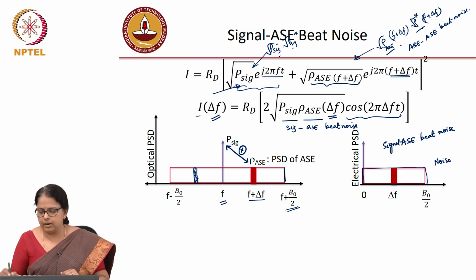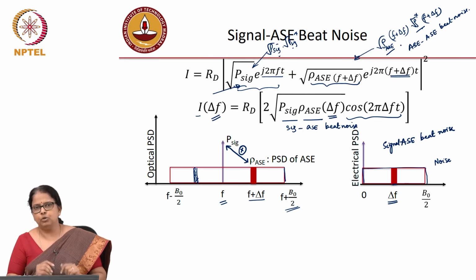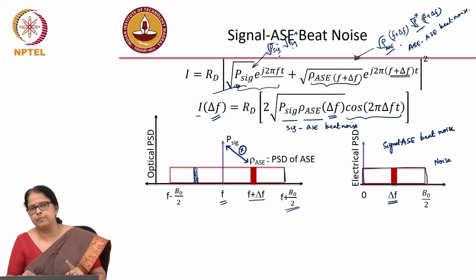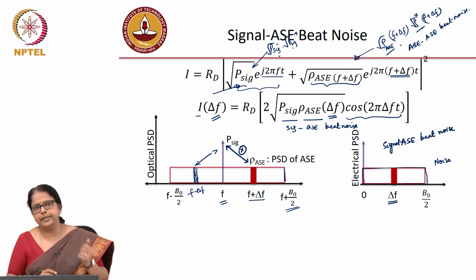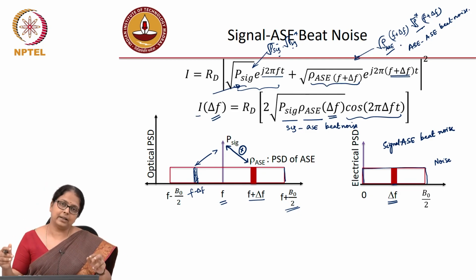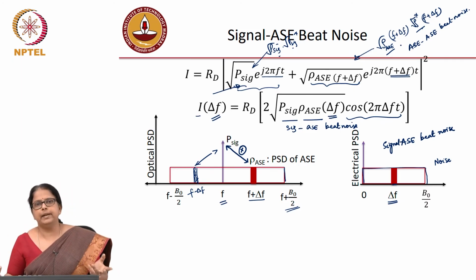I have a contribution at delta F frequency corresponding to two beat components, two Signal-ASE beat components. One is the signal beating with the ASE at a frequency F plus delta F, and the signal beating with the ASE at F minus delta F also will give a component at delta F frequency. Okay. So, whatever answer I get, I will have to multiply it by 2 because there are two contributions, to get the actual power spectral density. We will keep that in mind.